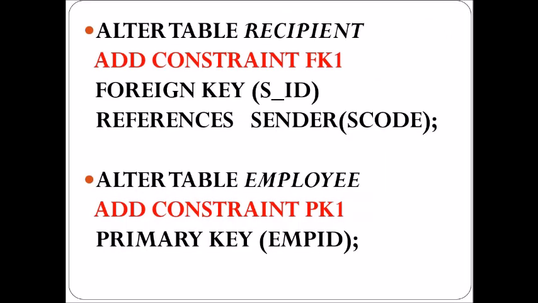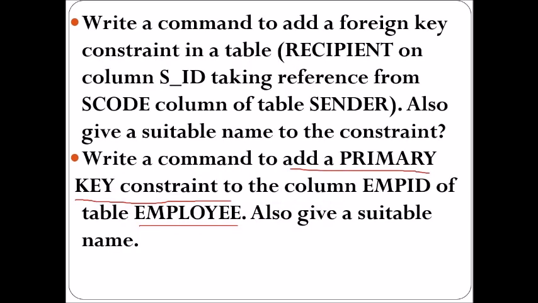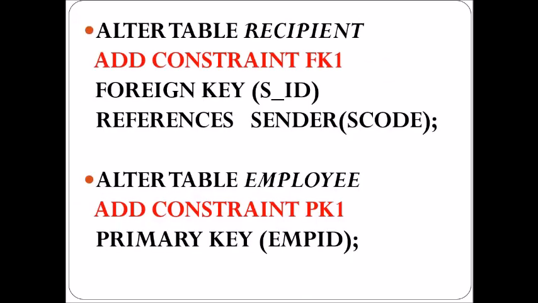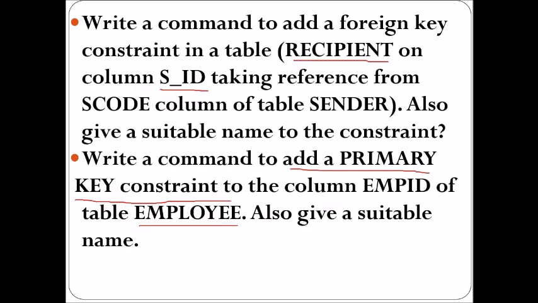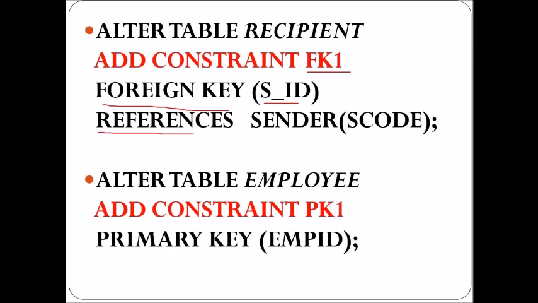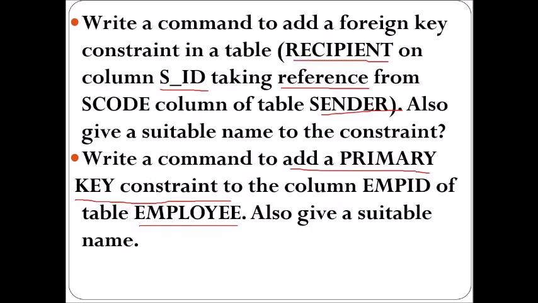You can check your answers. Alter table recipient. So here recipient is the table name and the column is SID. So I'll write alter table recipient, add constraint, this is the name of the foreign key, then foreign key SID. SID is the column name. Taking reference means references sender. After references write the table name. So this is the table name, references, table name and the column name. This is the column name.